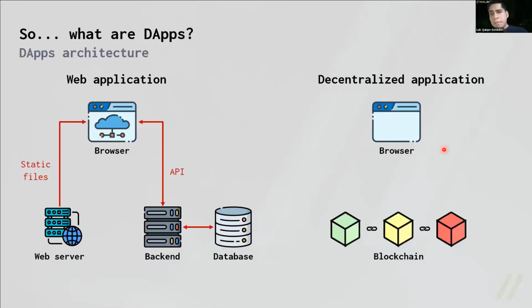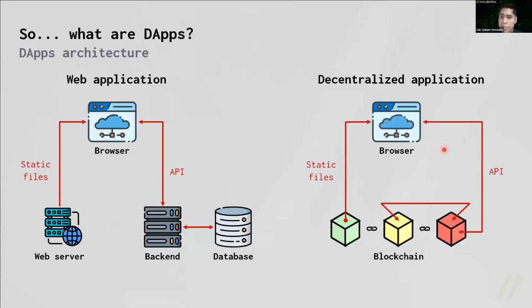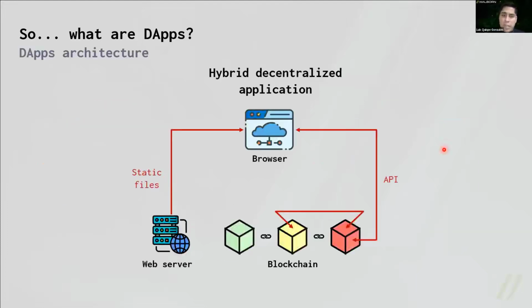On the other hand, in a decentralized application or DApp, the static files and backend are stored inside a blockchain. The most used architecture is a hybrid one, where static files are retrieved from a web server and the backend is inside the blockchain. The big question here is, how is it possible to store a backend inside a blockchain? What is the magic behind that? Let's see.